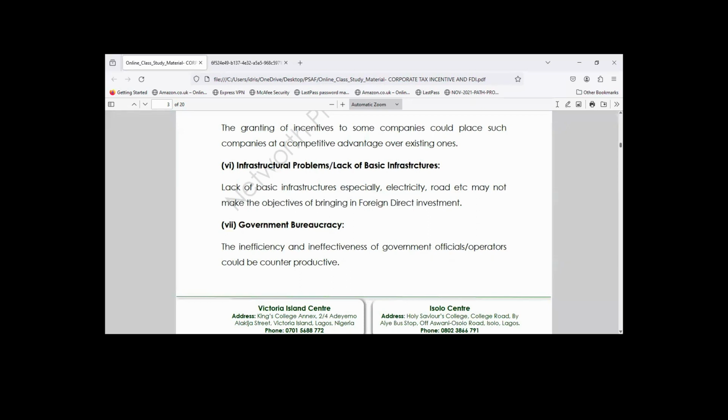There is no good road network. Assuming the foreign company is located in a state far from Lagos State, do you understand? There is no good road network from the state where they are located to Lagos State, where they will be selling their goods and services. At the end of the day, after the 5 years, the foreign investor would like to move out of Nigeria and divert their investment, because there are some basic amenities that need to be put in place, like electricity, a good road network, a proper waste maintenance system, and good security. All these have to be put in place apart from the tax incentive.